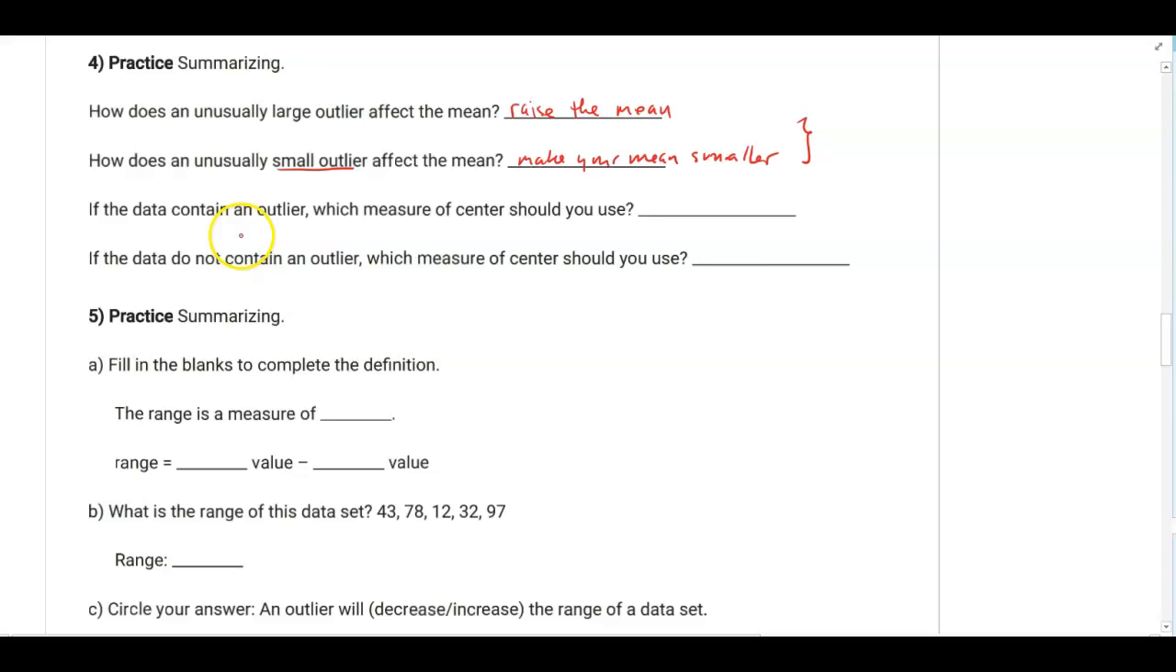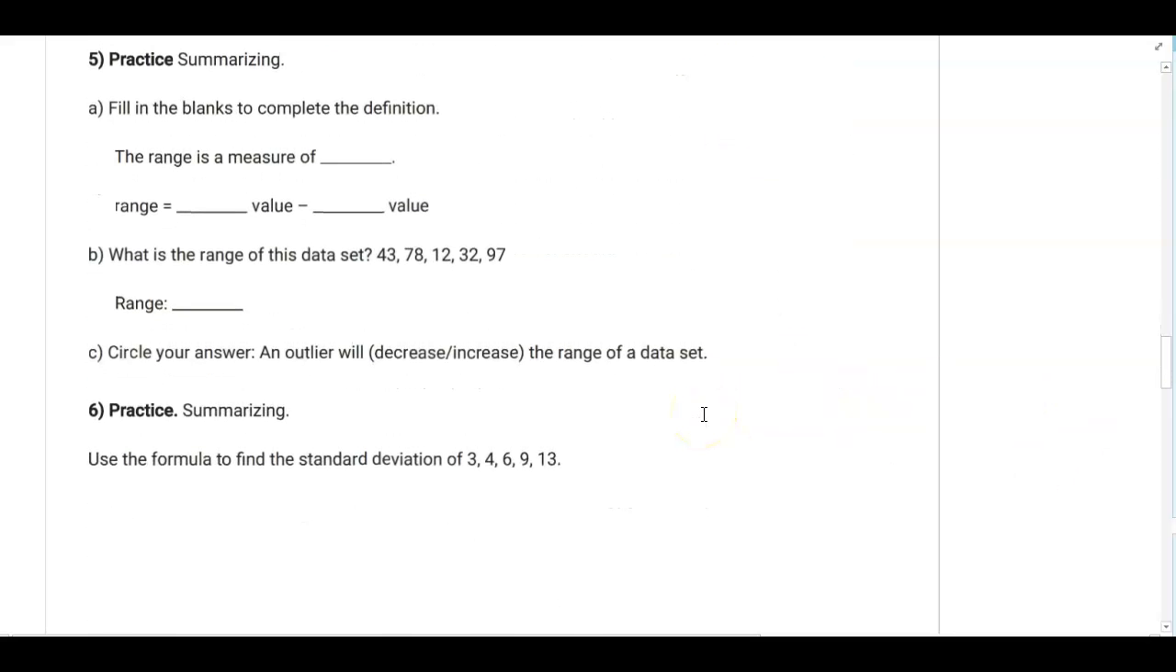So if the data contains an outlier, which measure of center should you use? And that would be the median. Okay? If your data does not contain an outlier, which measure of center should you use? And that would be your mean. Okay? And that's important to know.